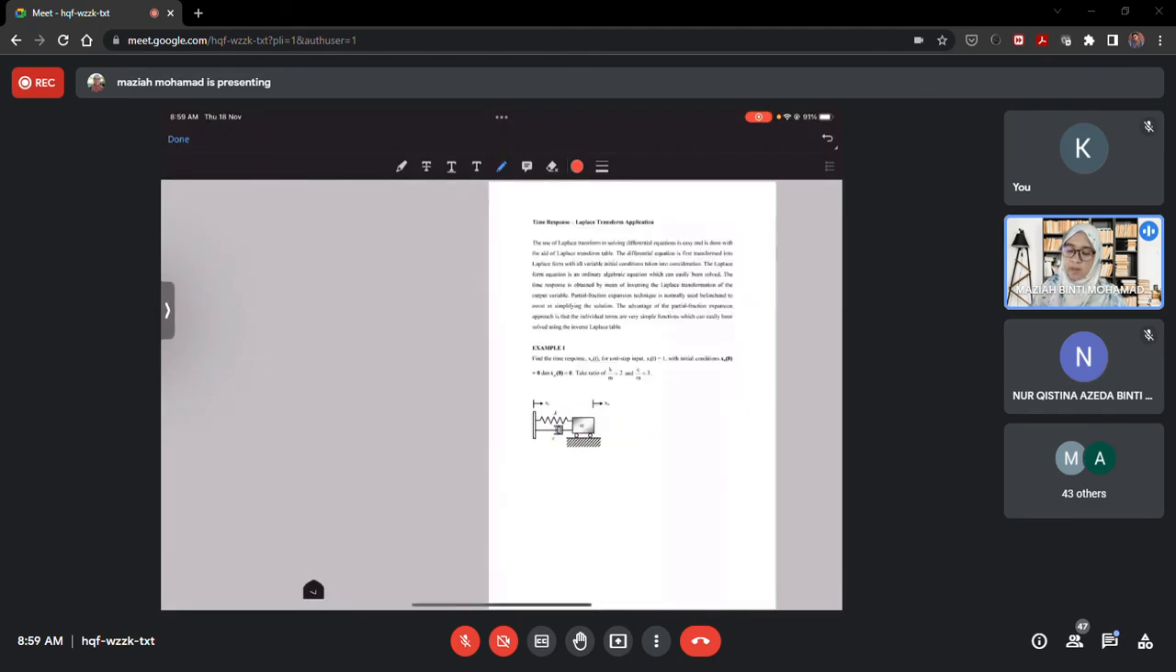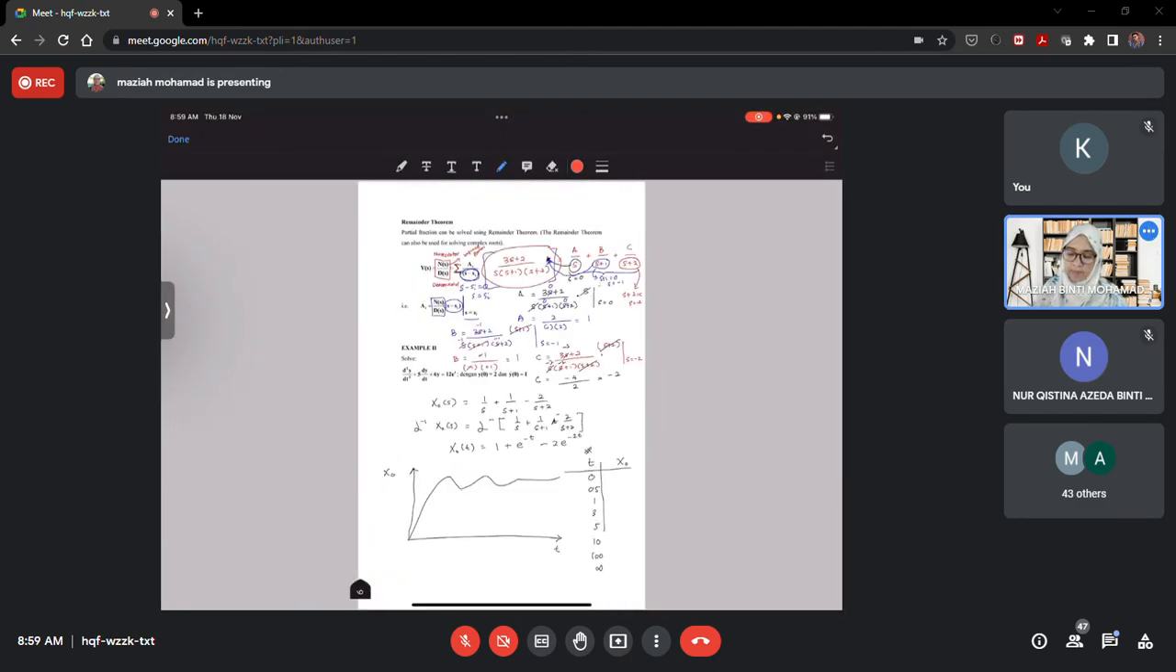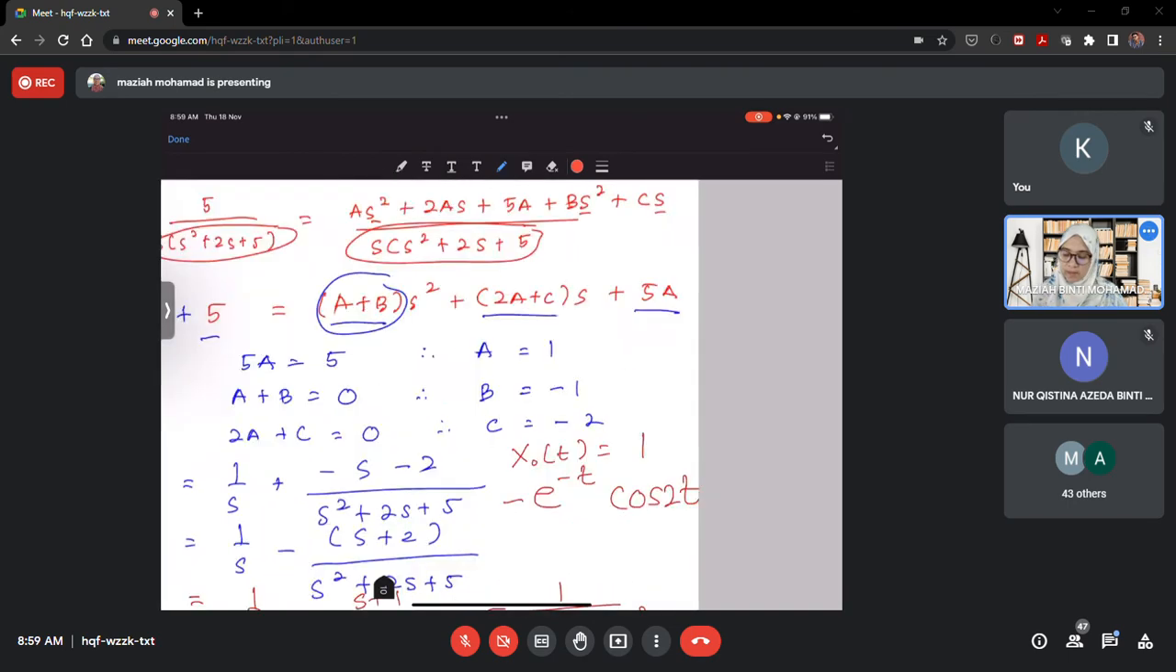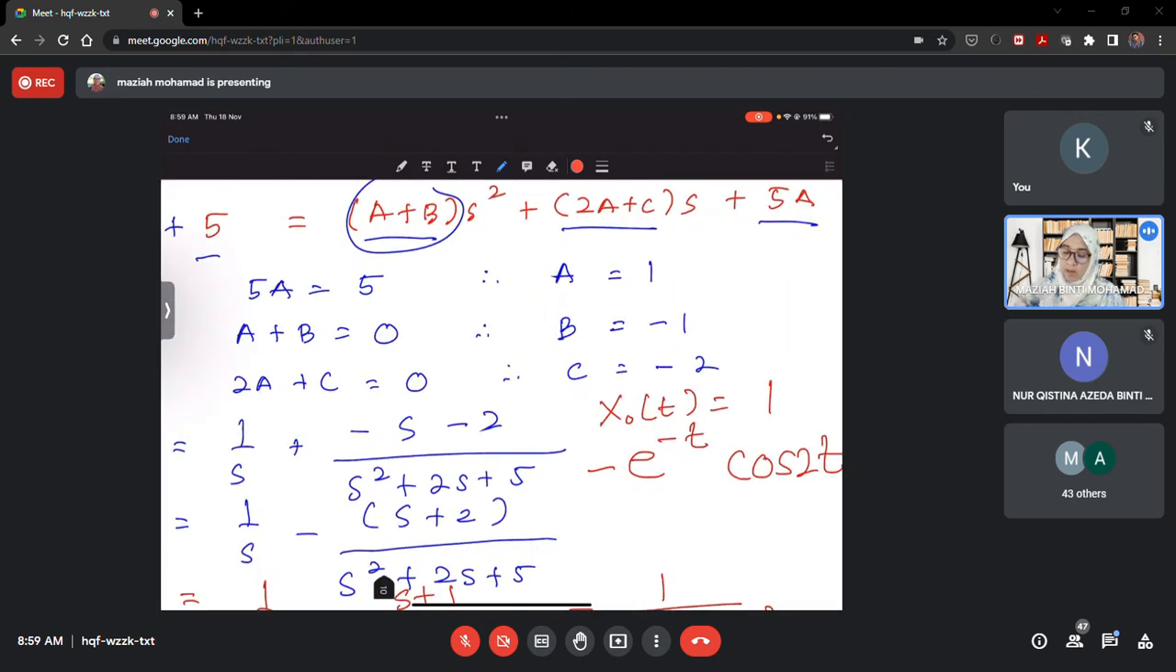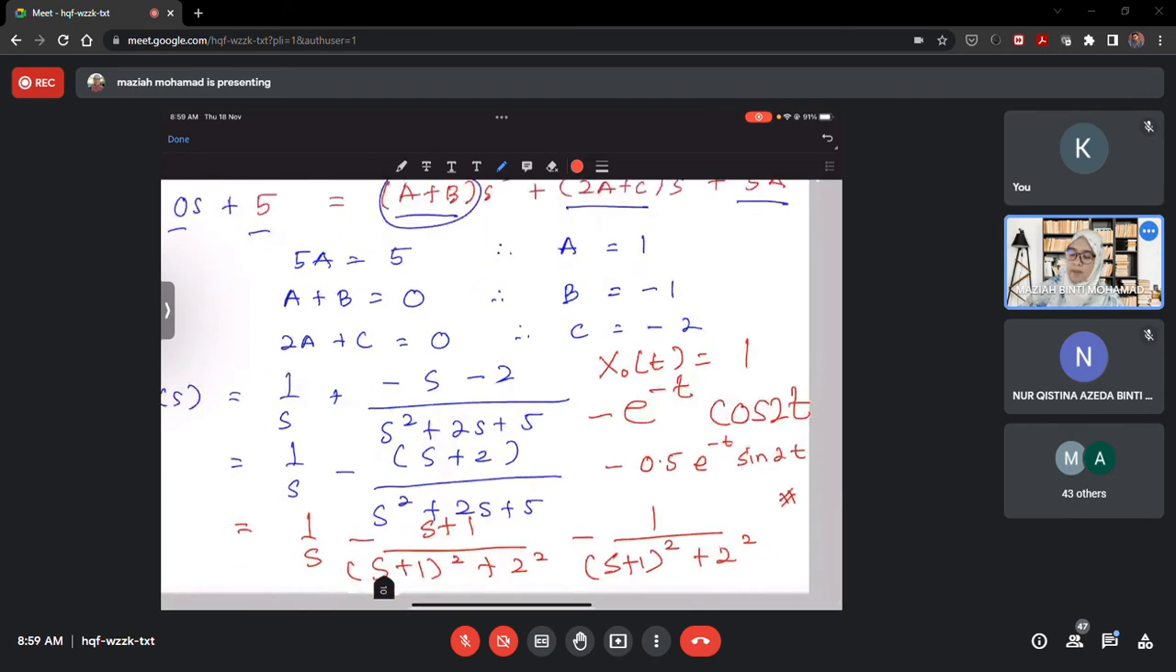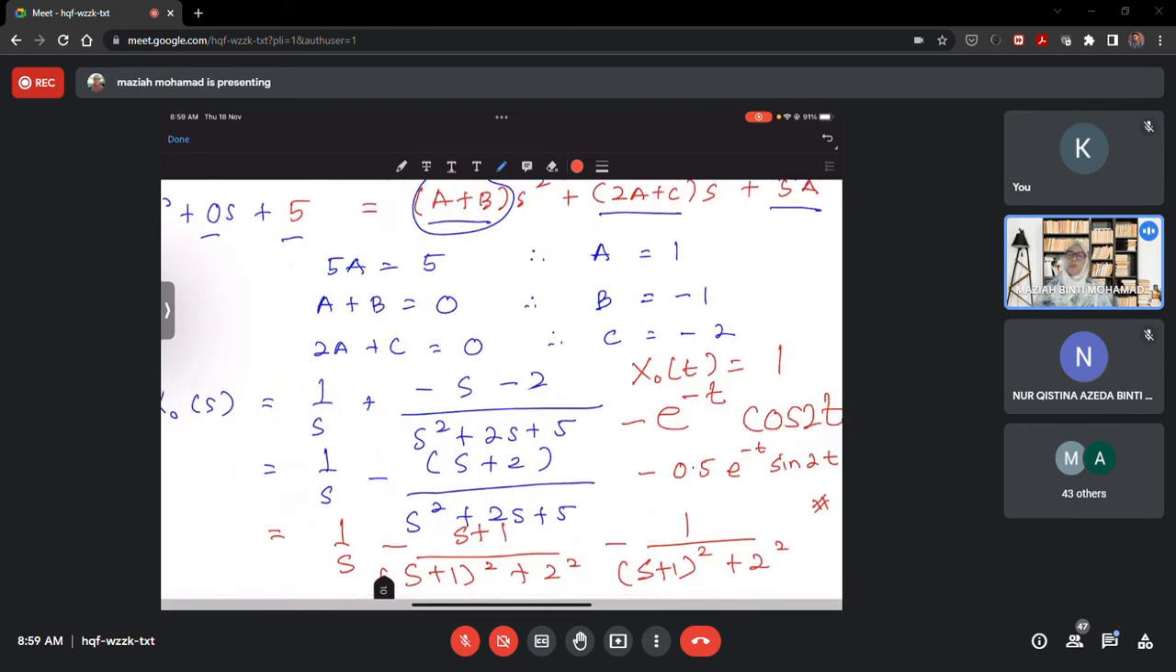Okay, so the final one will be 1 minus exponent negative t cos 2t minus 0.5, I write 0.5, exponent negative t sin 2t. Okay, that will be the answer, the Laplace inverse for the equation.